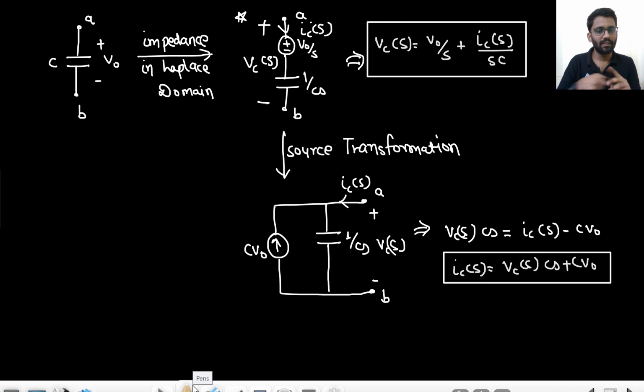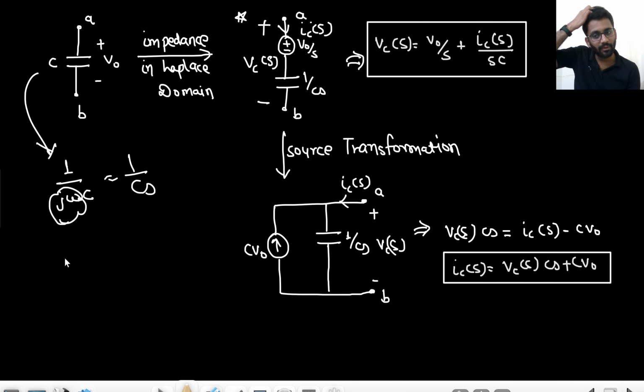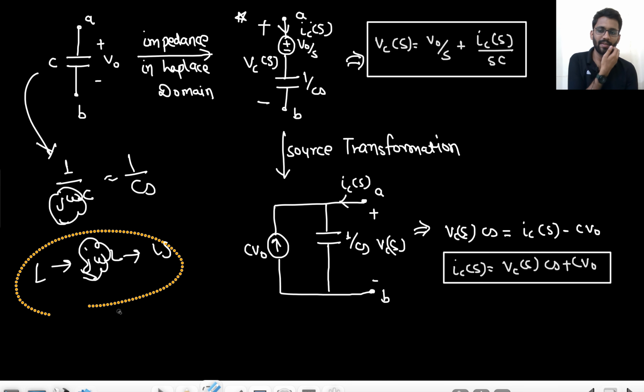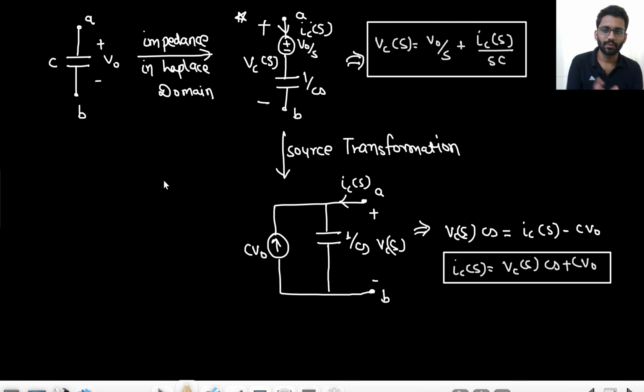So you just need to know how to replace voltage with V naught by S, and capacitance with 1 by CS. What is the impedance provided by the capacitance? That is 1 by j omega C. Just replace j omega with S, that is 1 by CS. Now think about the inductor. What is the impedance provided by the inductor? That is j omega L. Just replace j omega with S, so it would be LS. So this is the summary you need to remember. This is the important form.